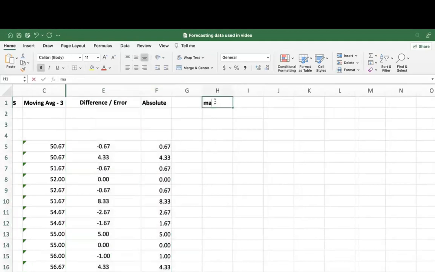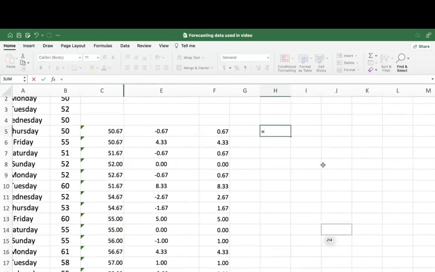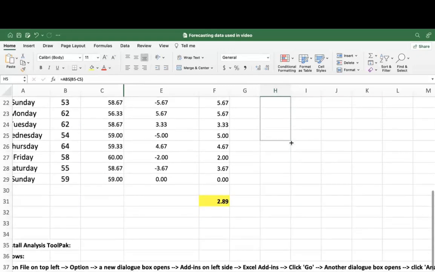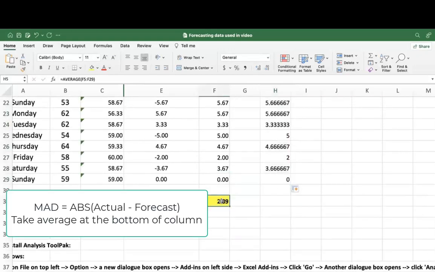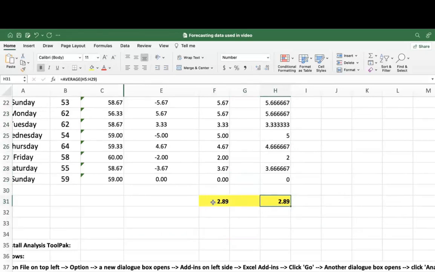I will write here MAD, or also called MAE, the difference of 50 minus 50.67. That's the deviation part. And the next one is taking absolute. So I will add here ABS. And if I hit enter, it gives us this one, 0.67. And if I drag it down, it gives me this one. And if I want to calculate the average of this one, you can see that's also 2.89. So that's identical to this one.